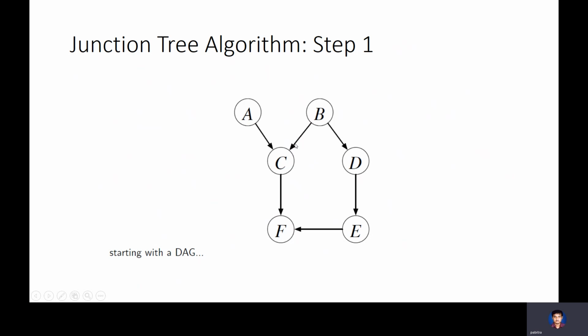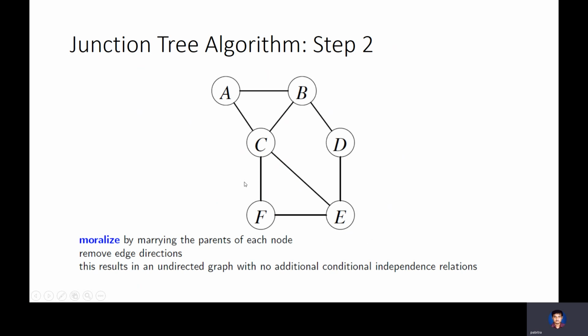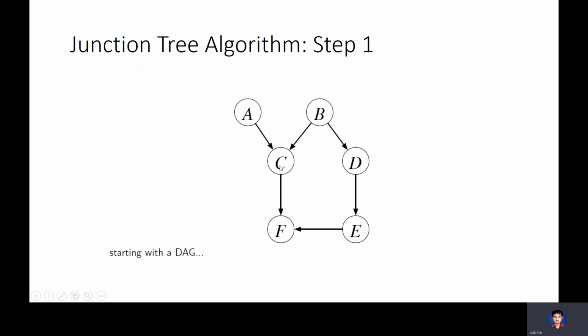First thing you do is remove all the directions, remove all the arrows in the edges. Then introduce additional links, additional edges, by a process known as moralization. What the moralization does is that for every node, look at the parents. Here, D has only one parent, E has only one parent, F has two parents, C and D. C has two parents, A and B.